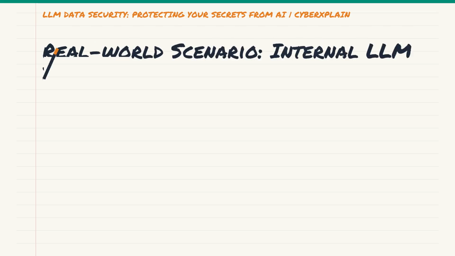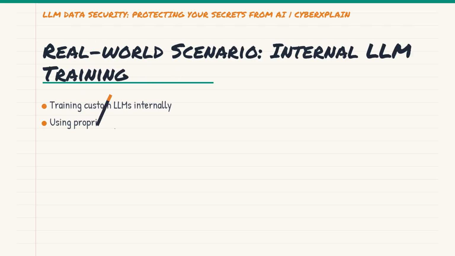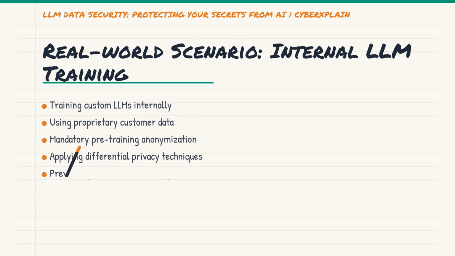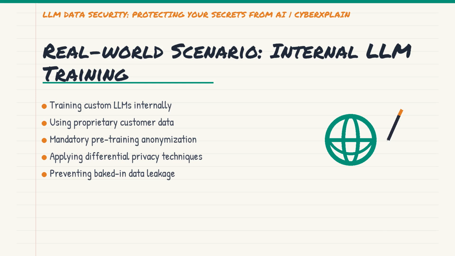Let's extend our scenario. What if your organization decides to train a custom LLM specifically on your vast repository of internal customer support tickets and knowledge base articles? This is where securing training data becomes paramount. You'd need to ensure that before these documents are used for training, they undergo rigorous anonymization, potentially leveraging differential privacy or creating synthetic versions of highly sensitive sections. This upfront work prevents sensitive customer data from being baked into the very fabric of your custom LLM.